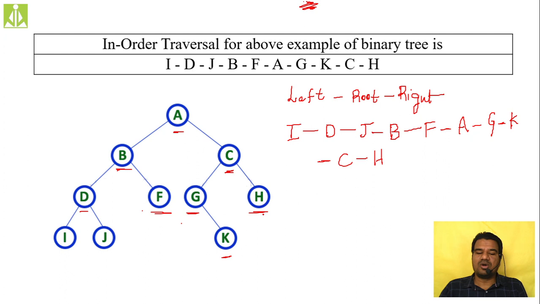H we stop. Okay, then go back to C. Then go back to A. Again you are reaching the root node. So this is your in order traversal: I, D, J, B, F, A, G, K, C, H. In this way, we are visiting all the nodes. We are traversing all your nodes inside your binary tree. So this is in order traversal for your binary tree.